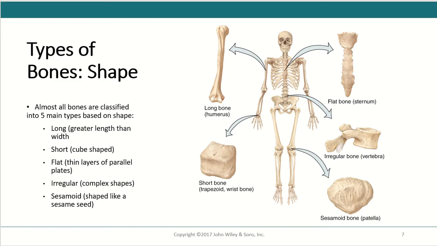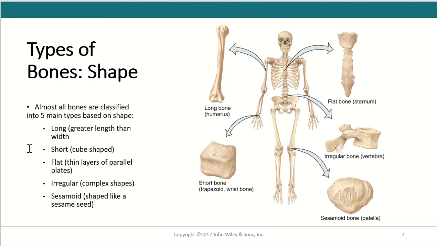So there are lots of different types of bones, and we classify them based on a couple of different things, but one of the main ways that we are able to classify bones is based on their shape. Almost all of the bones in the body can be classified into one of the 5 main types of bone based on their shape. Long bones are going to be greater in length than they are in width. A great example of this is the humerus, which you can see here, that upper arm bone.